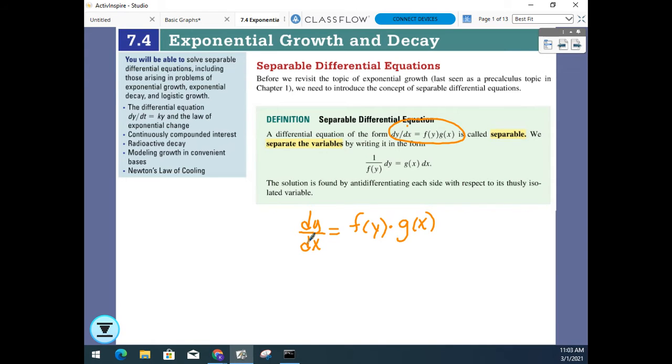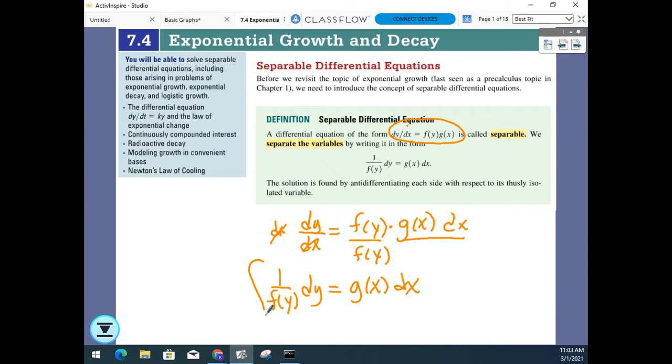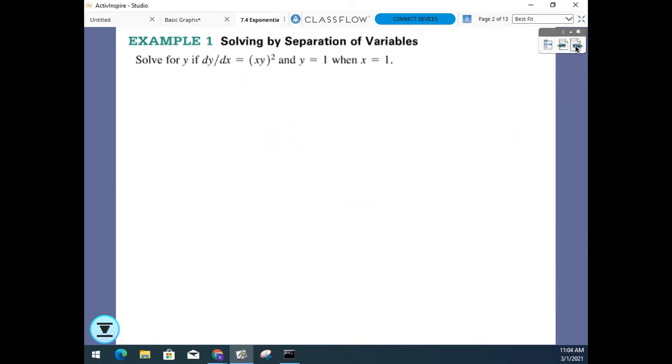So I'm going to multiply both sides by dx, putting the x's on the right side. Then I divide by f of y. And I like to write it this way because it keeps the function of y separate from the dy. What this allows us is, then we can integrate this side in terms of y, and we can integrate this side in terms of x. That's the big idea with separation of variables. And I can guarantee you, you're going to see quite a few problems on the AP test with this.